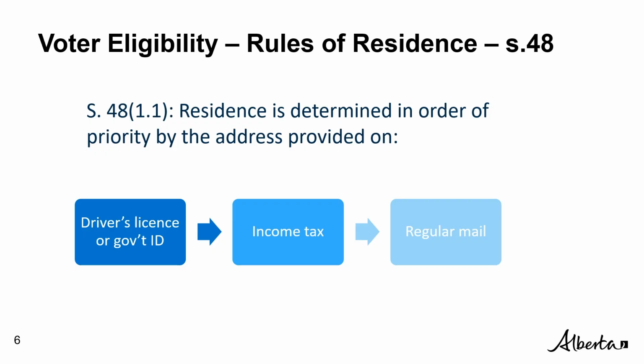Section 48 outlines the rules that govern residents. Most important, a person may only be a resident of one place at a time for the purposes of voting. If a person does have more than one residence, that person must designate one residence as the person's permanent place of residence. A person's residence is determined in order of priority by the address provided on the person's driver's license or government-issued ID, the address to which the person's income tax correspondence is delivered, and last, the address to which the person's mail is delivered.